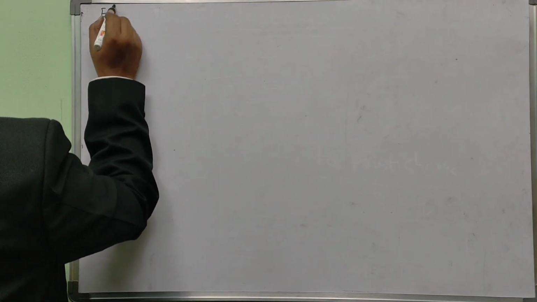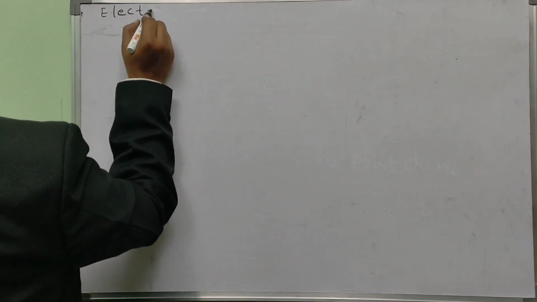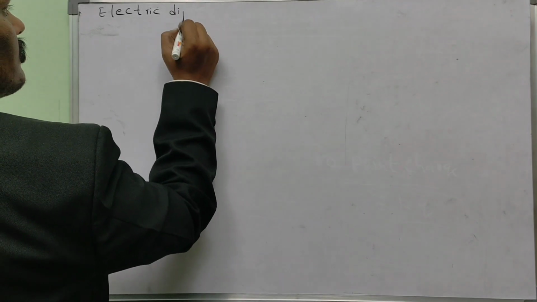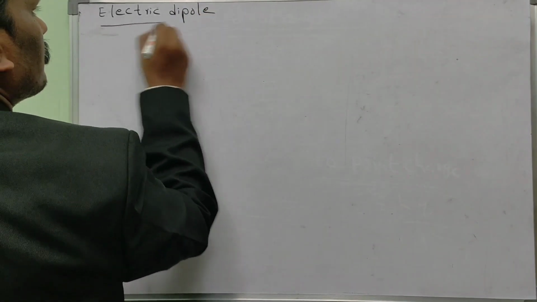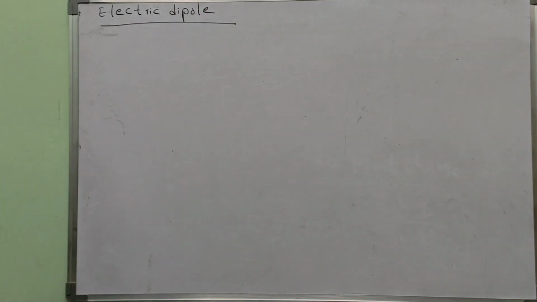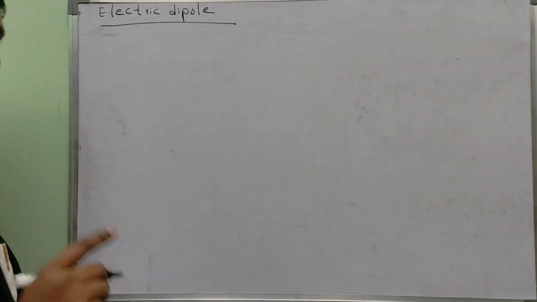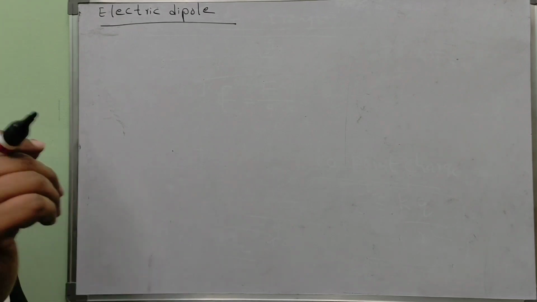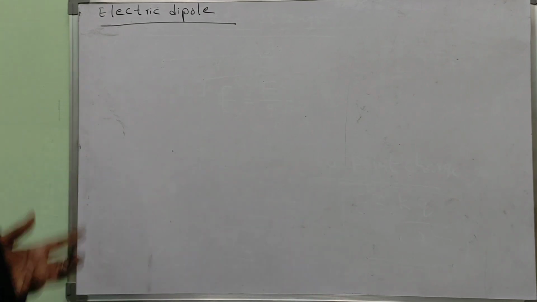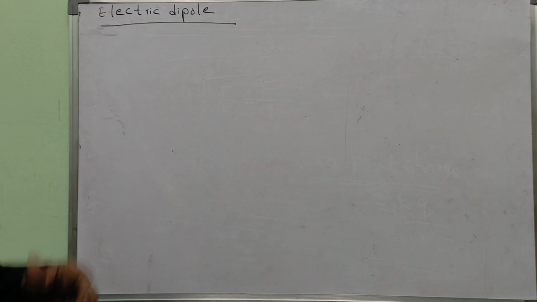Next one, electric dipole. So what is an electric dipole? Consider two equal and unlike charges separated by a small distance. That arrangement we generally call an electric dipole.